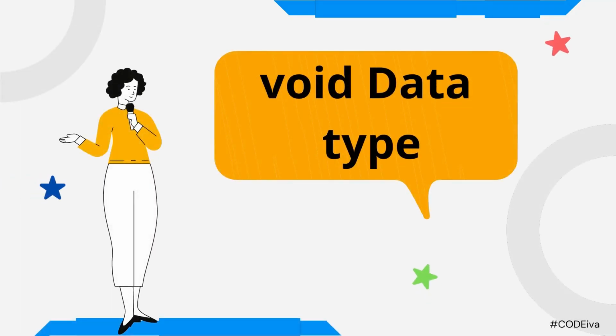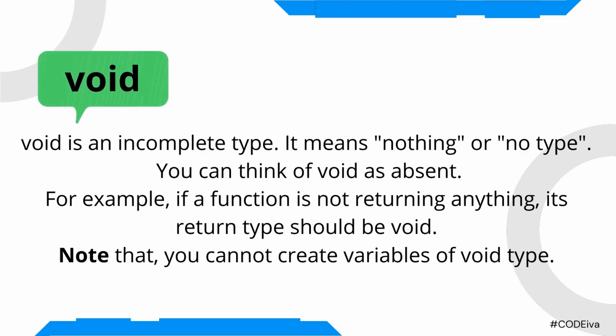Now, let us discuss void data type. Void is an incomplete type. It means nothing, or no type. You can think of void as absent. For example, if a function is not returning anything, its return type should be void. Note that you cannot create variables of void type.